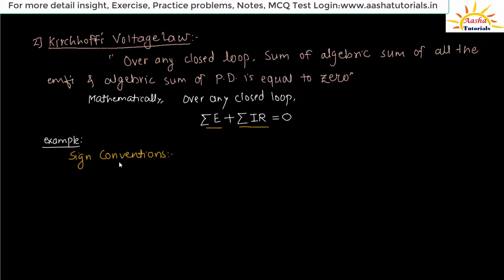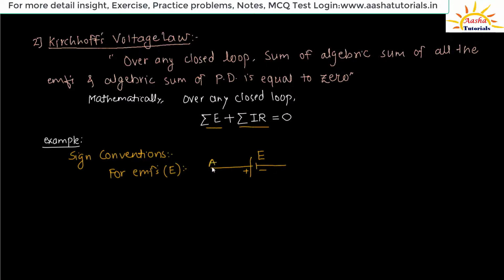So definitely the sign convention that we have to use for EMF as well as for potential difference. Let's see first of all the sign convention that we need to use for EMF. To explain this, let me take an example. Suppose we have one branch and there we have this cell of EMF E. Definitely this end of the cell is positive and this is negative.